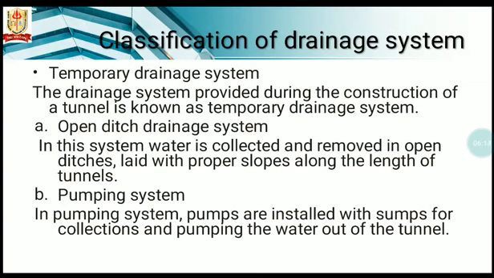One, open ditch drainage system. In this system, water is collected and removed in open ditches laid with the proper slope along the length of the tunnel. Second method is the pumping system. In the pumping system, pumps are installed with the sump for collecting and pumping the water out from the tunnel.